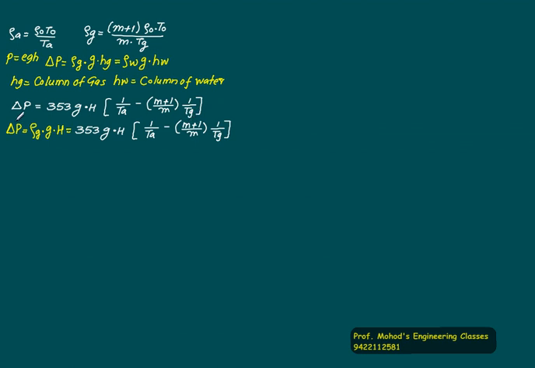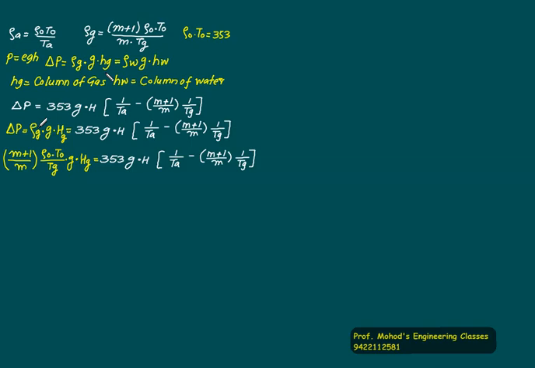We can express this pressure difference either in a column of gas or in a column of water. So let us first express it with the column of gas. So delta P equals rho g into g into Hg, which equals 353 gh. So here this is rho g into g into Hg, and we want to solve for Hg.